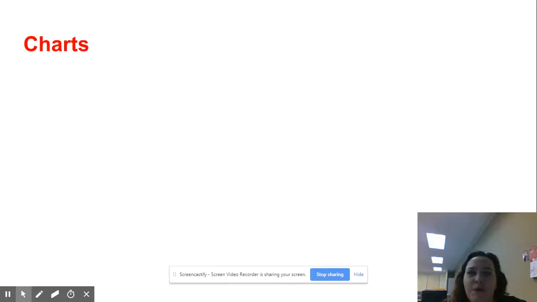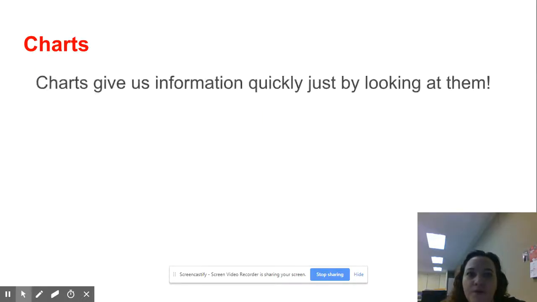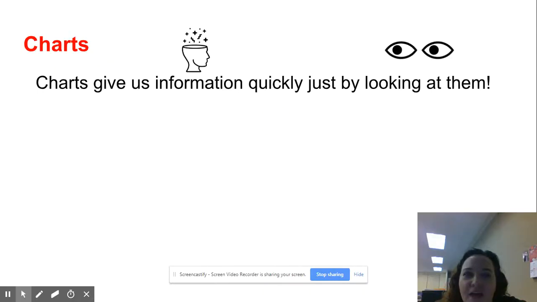Let's talk a little bit more about charts. Charts give us information quickly just by looking at them. Let's break that one down. Charts give us information quickly just by looking at them. So if I show you a chart, you'll be able to tell me something about what you see without having to read an article or a book.